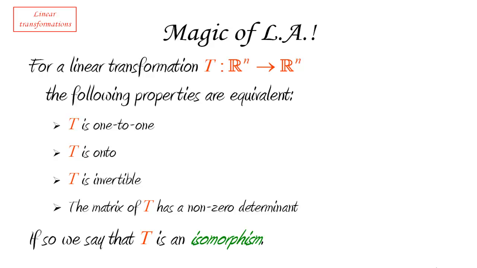Now, if a transformation has any one of these properties, and remember they're all equivalent, then we're going to say that T is an isomorphism. We know already that Rn is isomorphic to itself according to our old definition. We say that two vector spaces are isomorphic if basically the only thing that changes is the name of the vectors. Here that doesn't even change, but now we're assigning a name to the function that describes that correspondence.